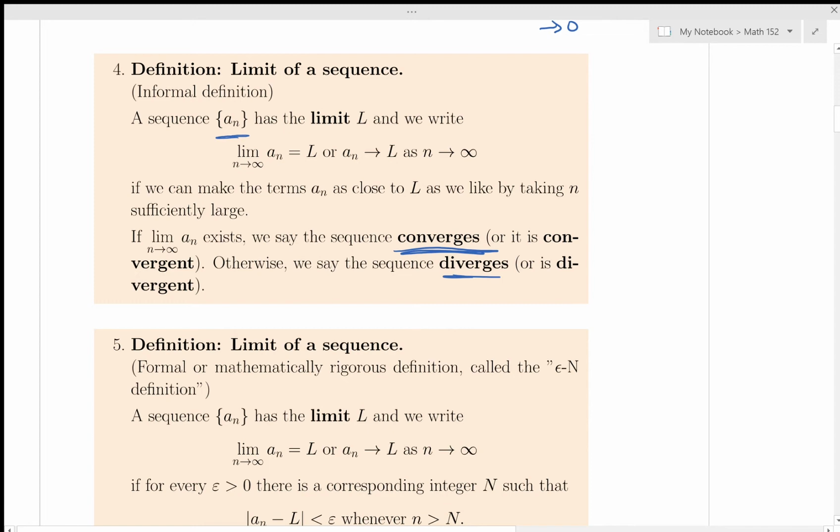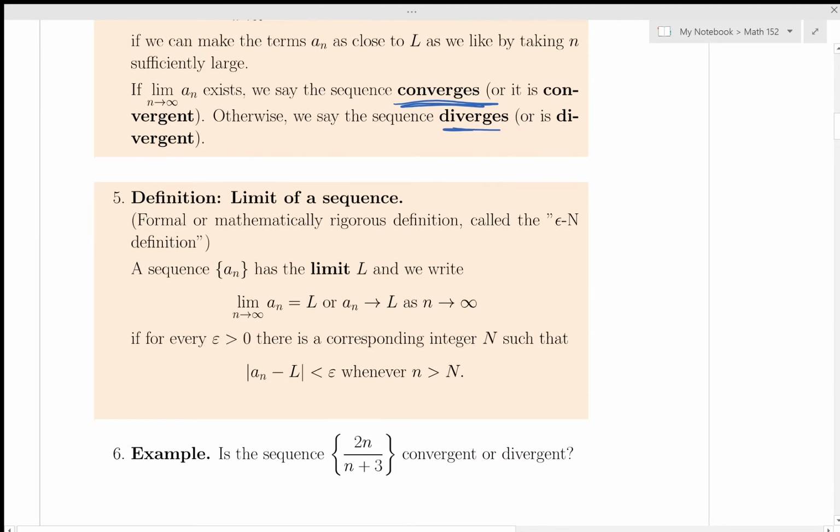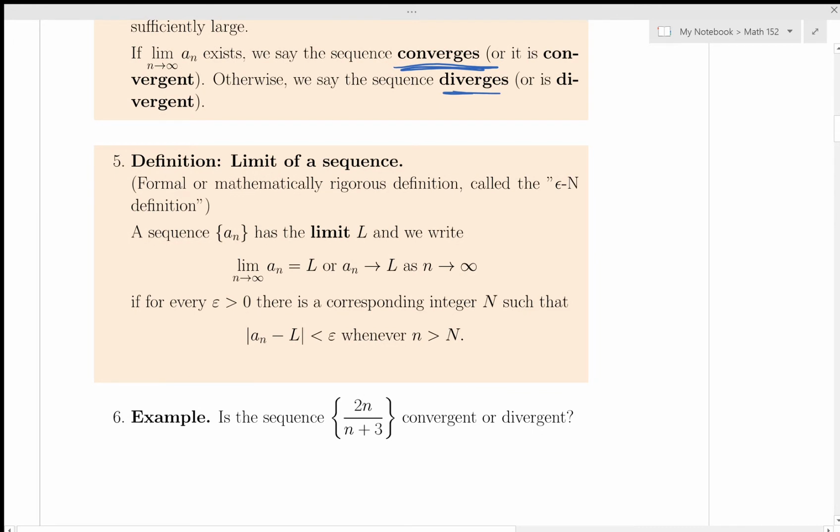Okay, so we're going to get a little bit more formal definition right here. This is what I wrote here, the epsilon N definition. In Calculus 1, you might have seen the epsilon delta definition of the limit. This is very similar. A sequence has a limit L if for every epsilon greater than 0, there exists a corresponding N such that the absolute value of the difference between a_n and the limit is less than epsilon whenever n is greater than capital N. That's the precise definition of the limit of a sequence.